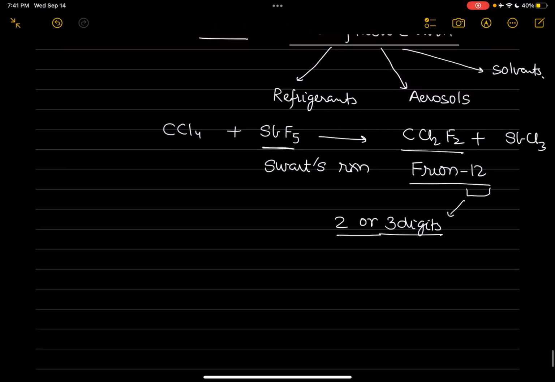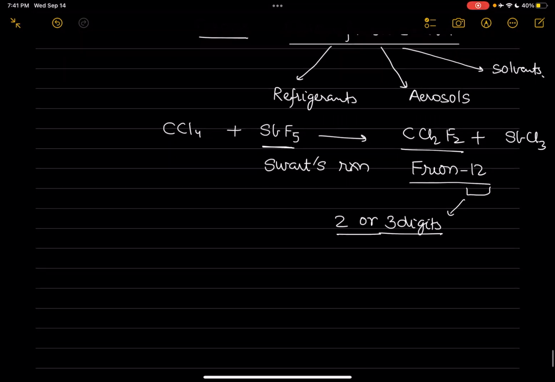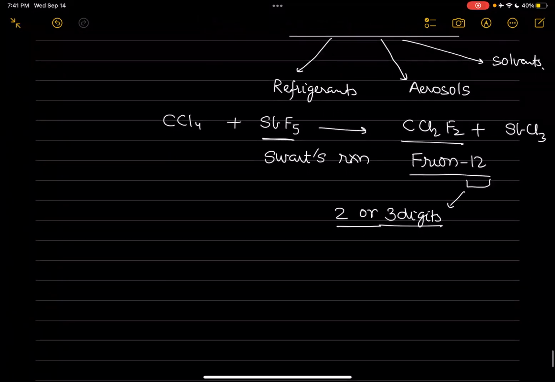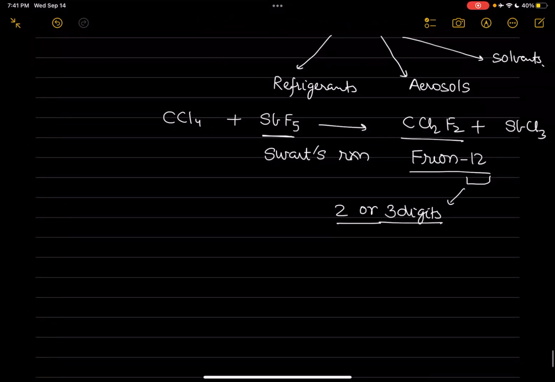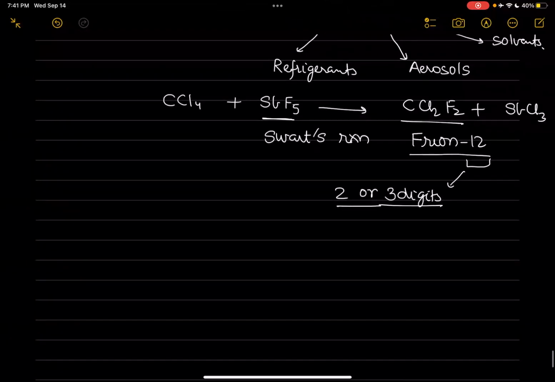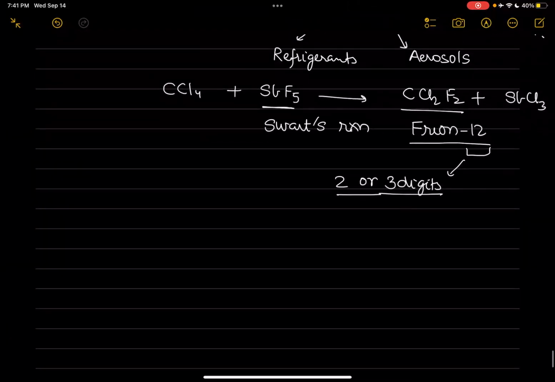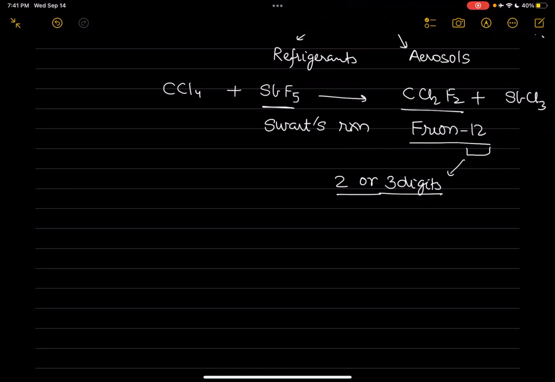So where they are used, tell me quickly. Sahil, Rayan, Imad. Where do we use freons? And what are the harmful effects, Anushka, of using freon? Yeah, Imad, Sahil, Anushka.